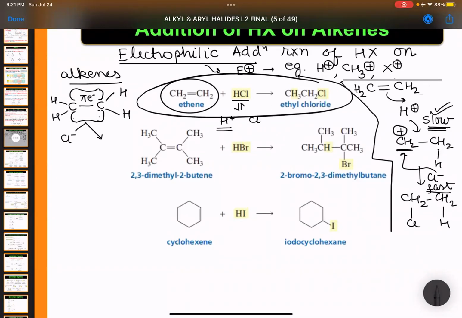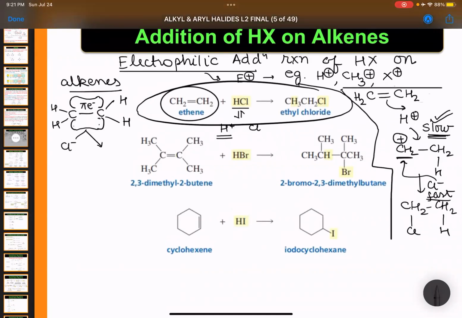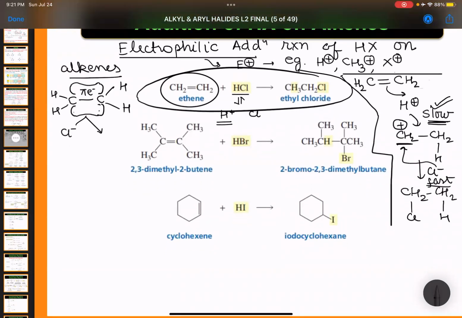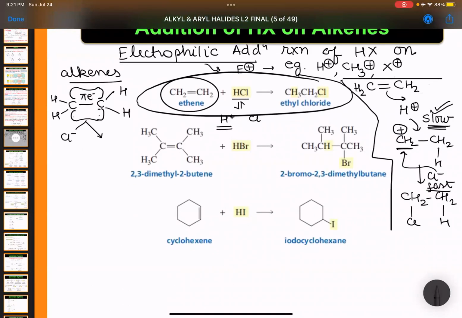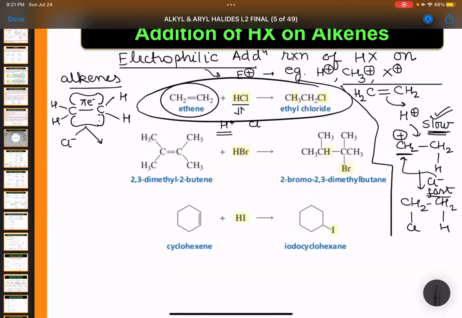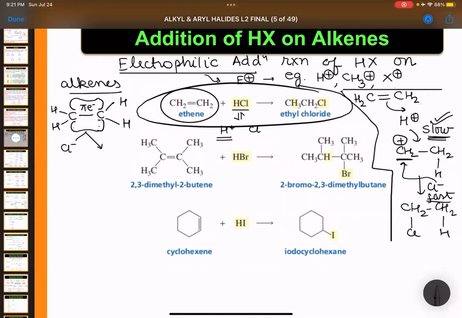Is it clear? Any doubt in this? Darshan, I was just trying to explain how the addition of HX, HCl, HBr, HI takes place on alkene. I hope this is clear to all of you, right? Yes, sir. Okay. Now the next thing is this one.